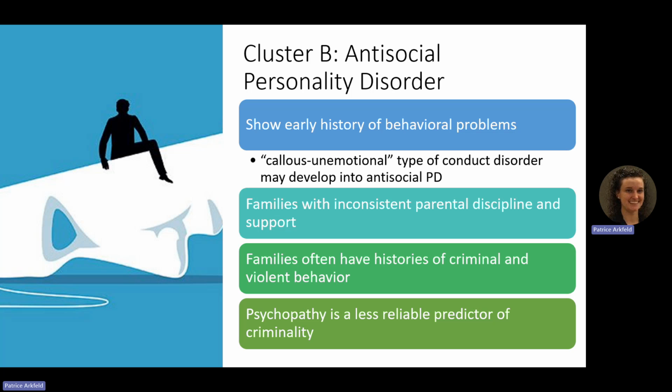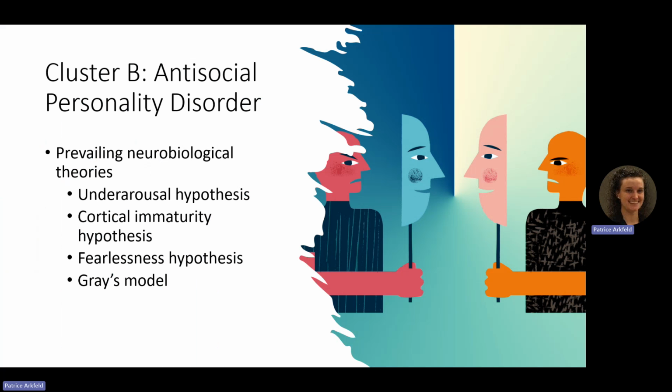So for antisocial personality disorder, we have a little bit of information around some theories for why someone may develop this. One of those is what we call the under arousal hypothesis, which is this idea that someone is at risk for having antisocial personality disorder because their cortical arousal level is too low. So, in order for someone who has antisocial personality disorder to feel anything, they need lots of cortical arousal.